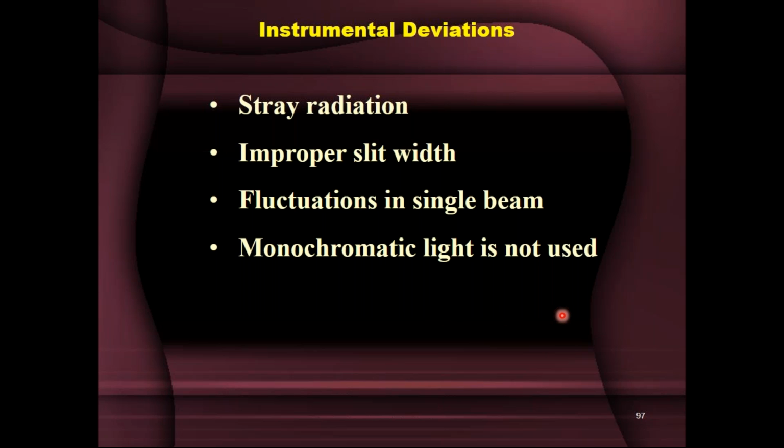Anyway, the general practice is to use a polychromatic source with a wavelength selector to get monochromatic light. This type of monochromatic light is not absolutely monochromatic, but it is close to monochromatic light.